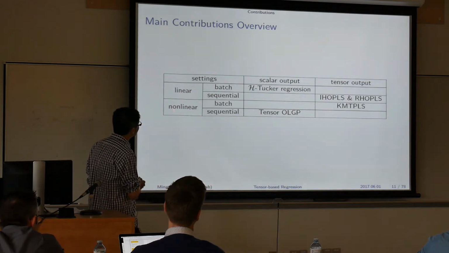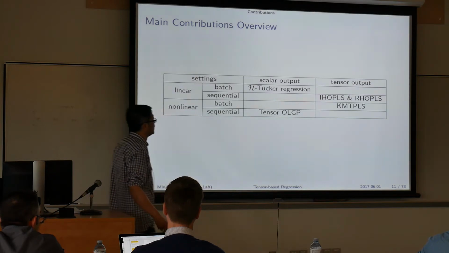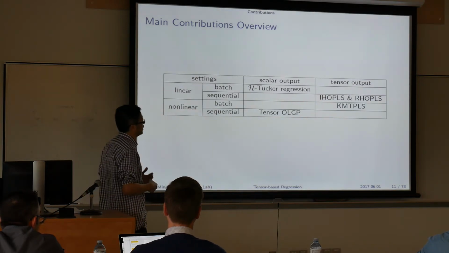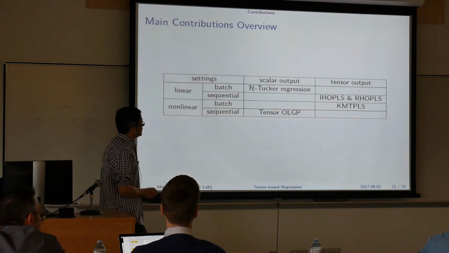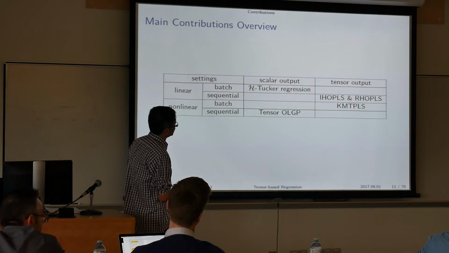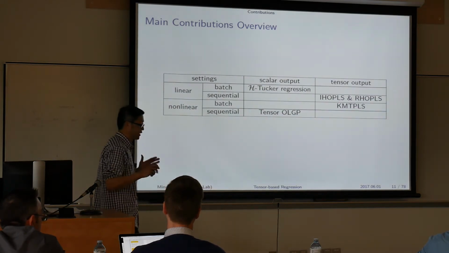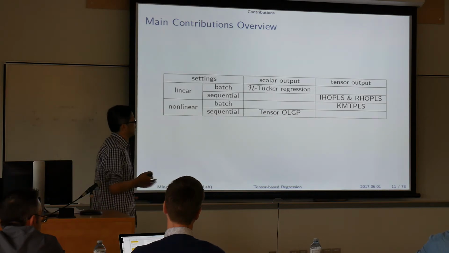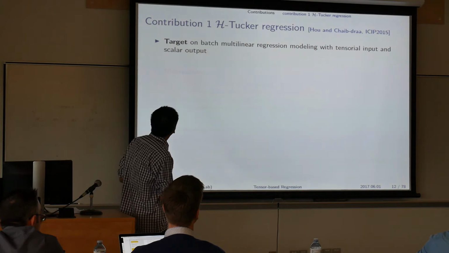And in the nonlinear setting, our sequential tensor OLGP can be used for the large data sequence in an online fashion, while our KMP-TRS can be used to merge multiple tensor blocks to boost the predictabilities. And here's our first contribution.